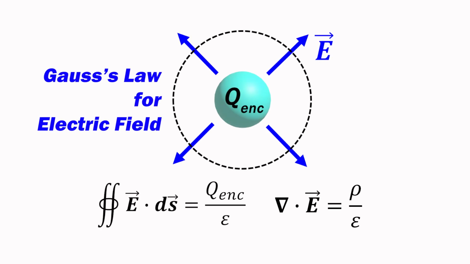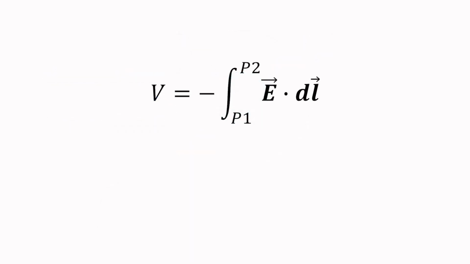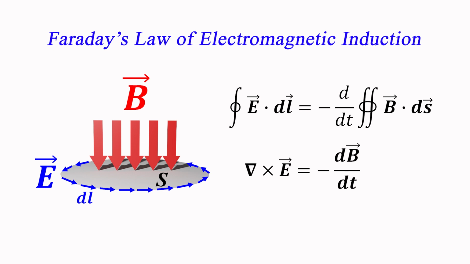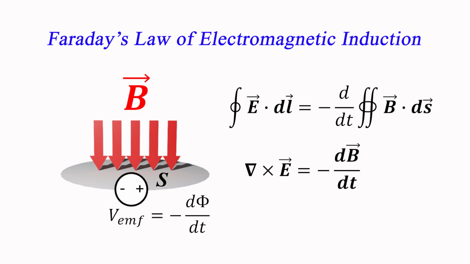During our discussion of electric fields, you learned about Gauss's law, which states that a charge will produce an electric field. From the electric field, you can calculate potential and then the capacitance of different configurations. During our discussion of magnetic fields, you learned about Ampere's law, which states that a current will produce a magnetic field, and you learned about Faraday's law of electromagnetic induction, which states that a time-varying magnetic flux will produce a potential, also known as an electromotive force, or EMF, in a loop. We showed how to apply Ampere's law and Faraday's law to calculate the inductance of different configurations.